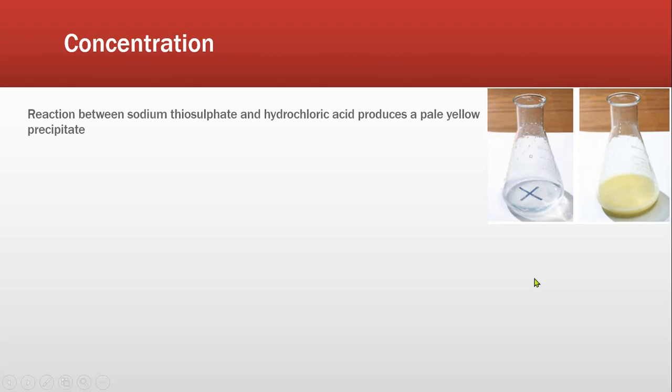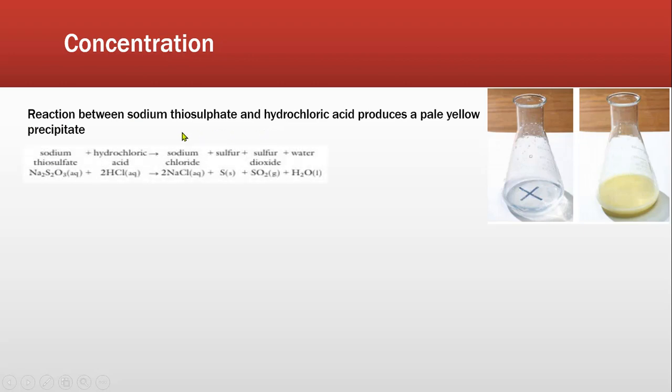The next factor we're going to look at is concentration. So let's look at the reaction between sodium thiosulfate and hydrochloric acid. Right, so this produces a pale yellow precipitate which is made out of sulfur. So this is before we add the sodium thiosulfate, and this is after.